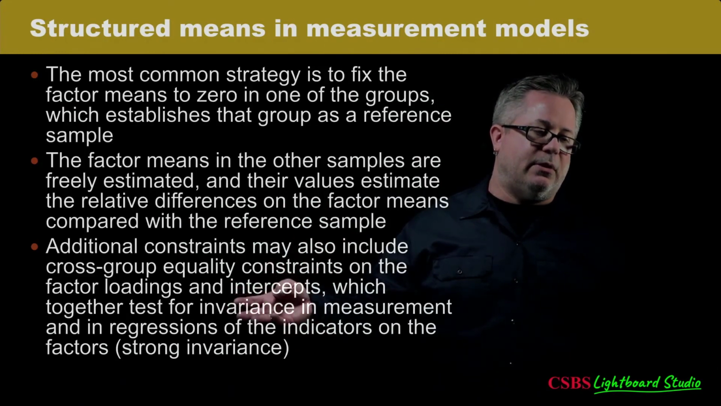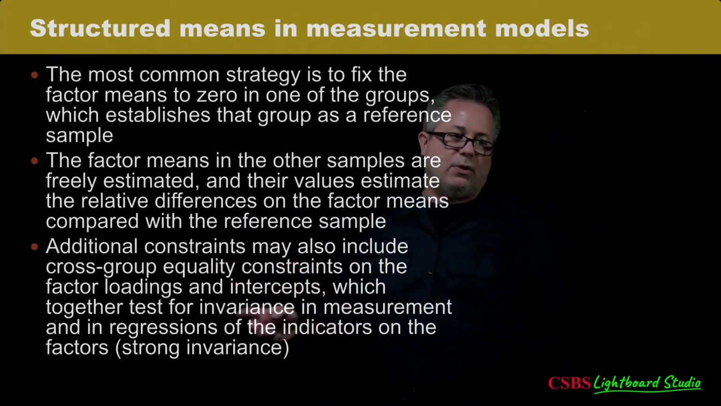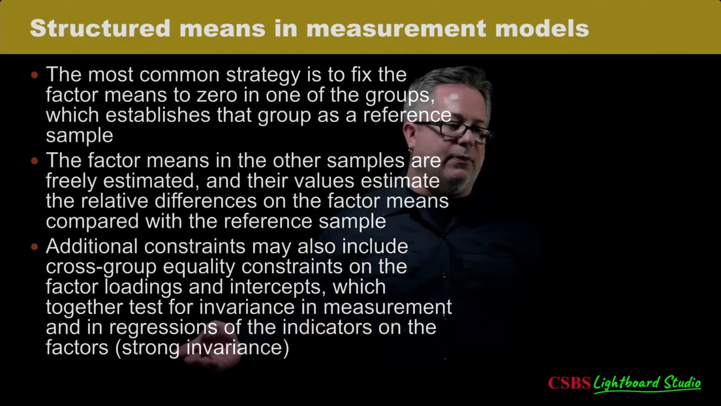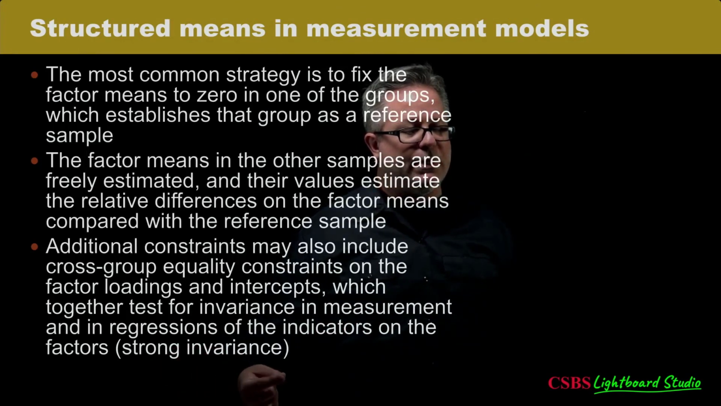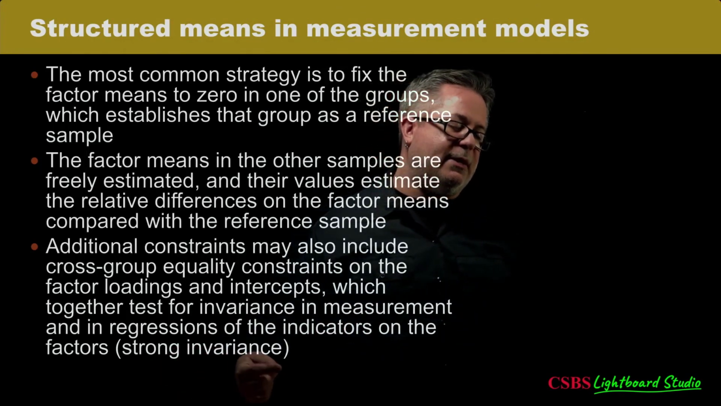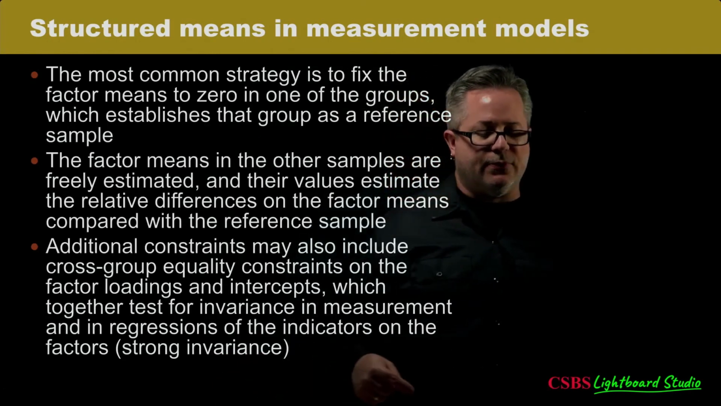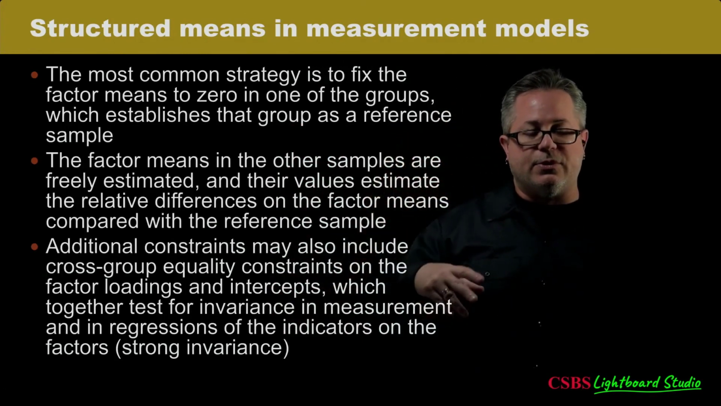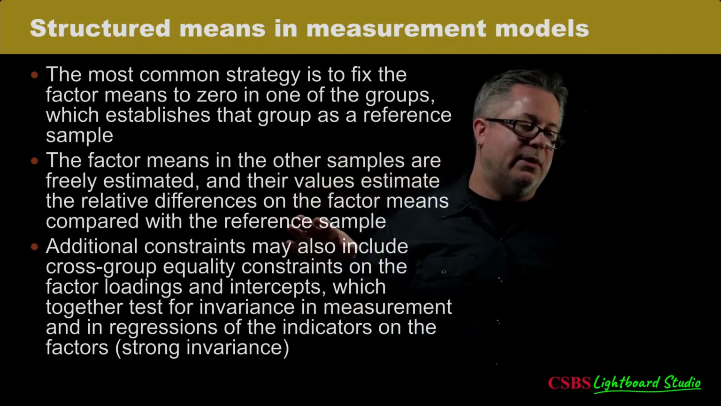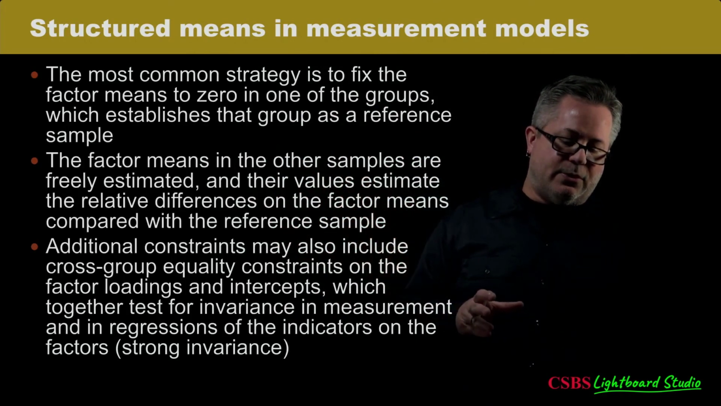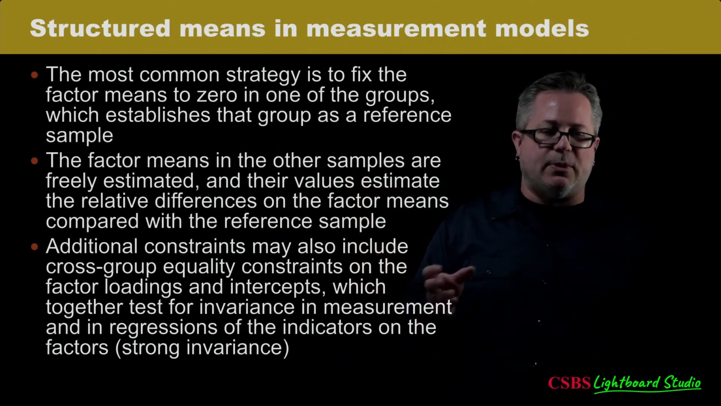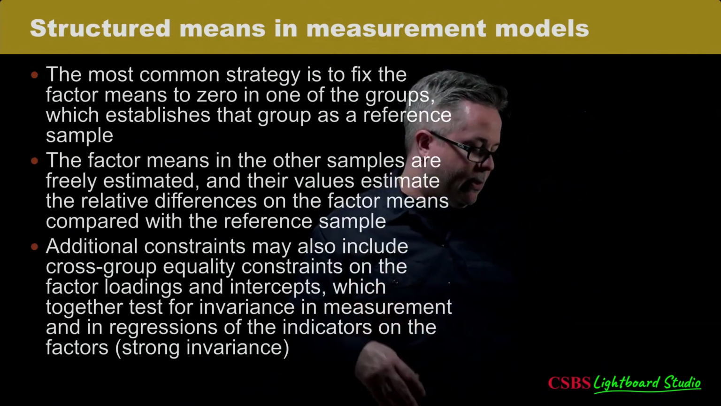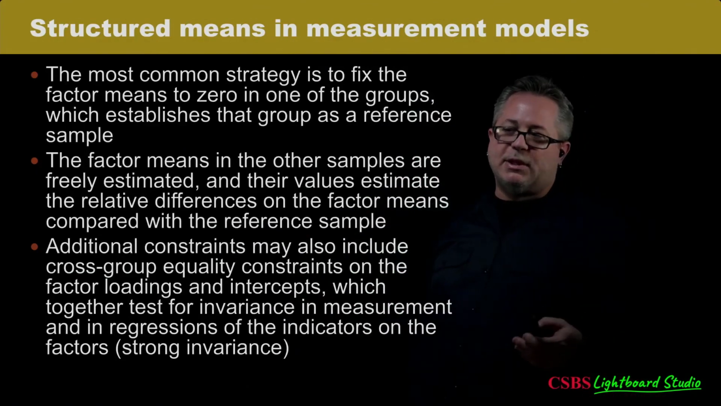Additional constraints may also be included: cross-group equality constraints on the factor loadings and intercepts, which together test for invariance in measurement and regression. And if you can get strong invariance, you can then estimate all the intercepts and the factor mean in one model, because you have a bunch of degrees of freedom freed up across the two models, and you have more data because you have 5 means in group 1 and 5 means in group 2. You're able to reduce the number of parameters you need because you're now estimating one parameter for both groups, and you now have enough degrees of freedom to test the whole thing, and the model would actually work, assuming that the groups are actually equal.